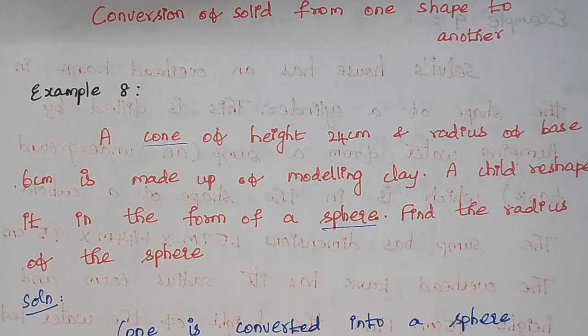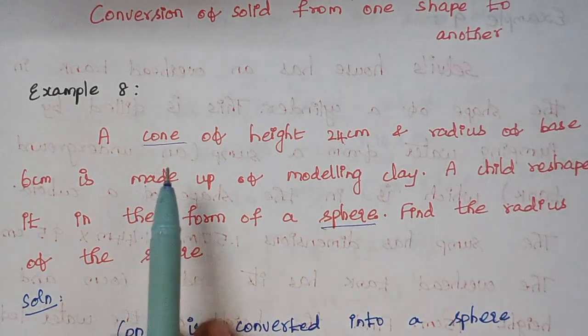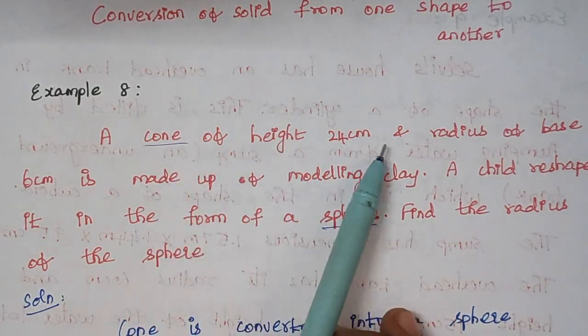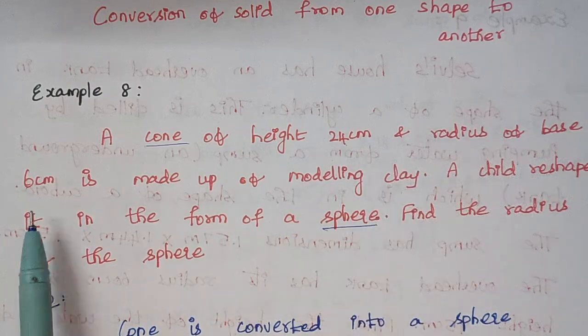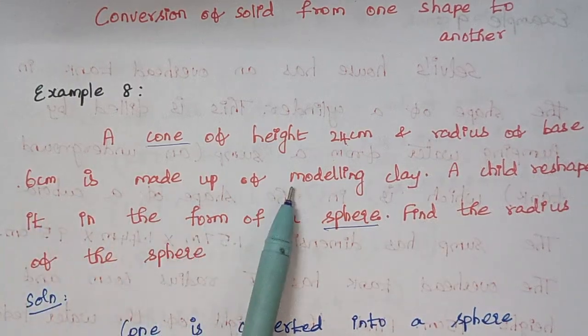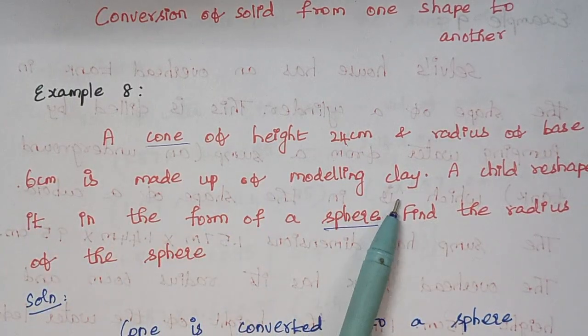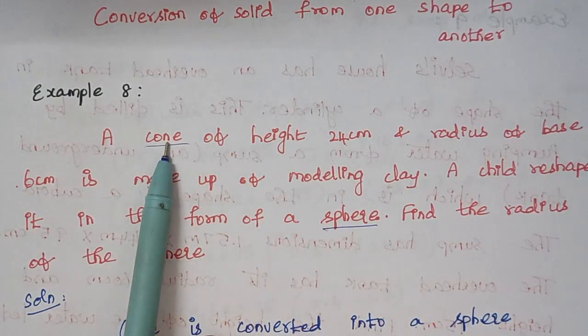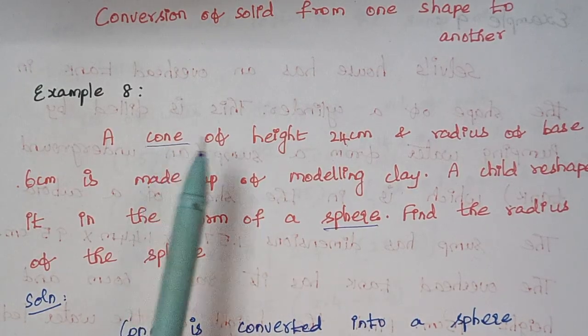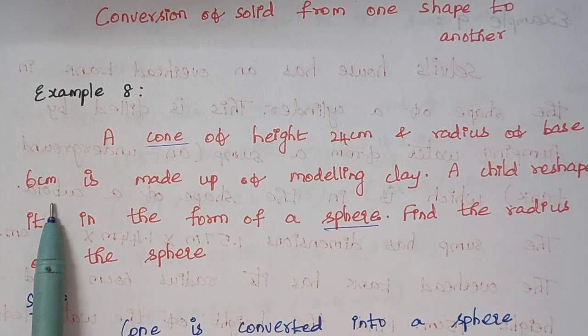That is, we can convert a cone into a cylinder and a cylinder into a sphere and vice versa, right? So example 8: a cone of height 24 centimeter and radius of base 6 centimeter is made up of modeling clay. So here we have a cone whose dimensions are given, whose height and radius is given.